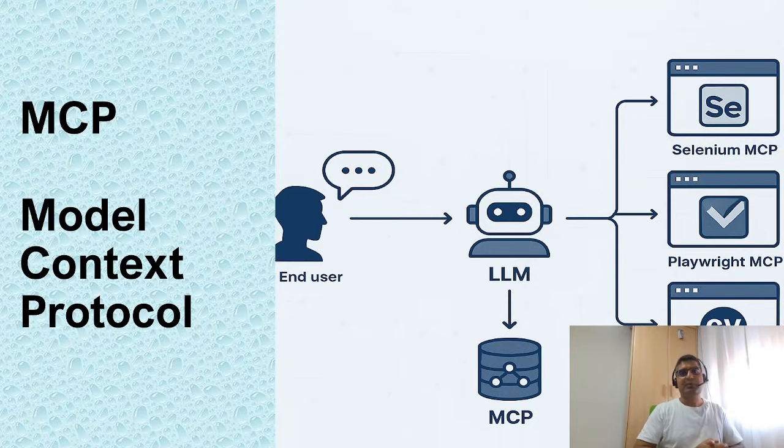So let's say, for example, I want to automate something on Playwright or Selenium. Let's take the example of Selenium. I will say, hey, can you do this thing and just use Selenium Java. Now the LLM will talk to the, what you say, MCP. MCP is a kind of layer, a kind of protocol. We'll see further.